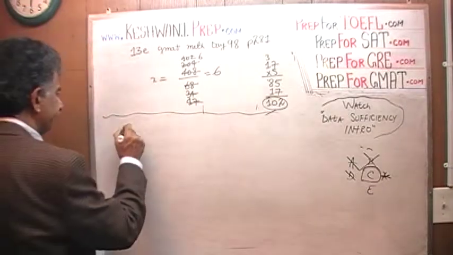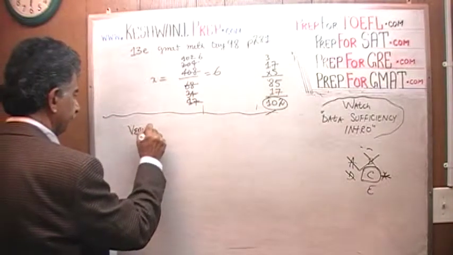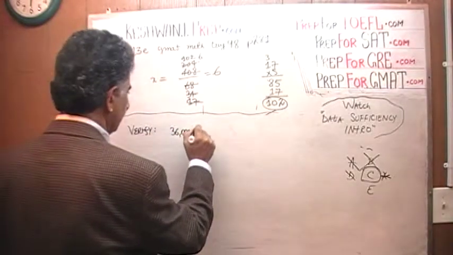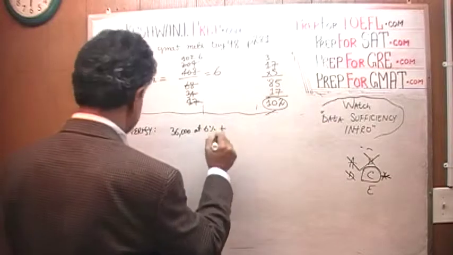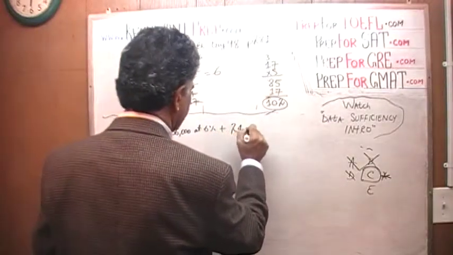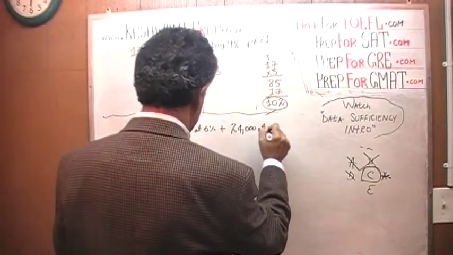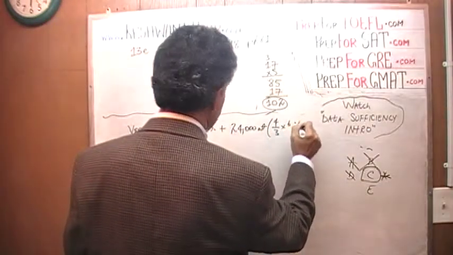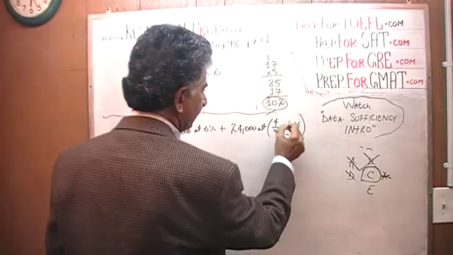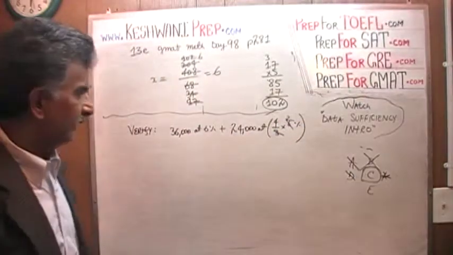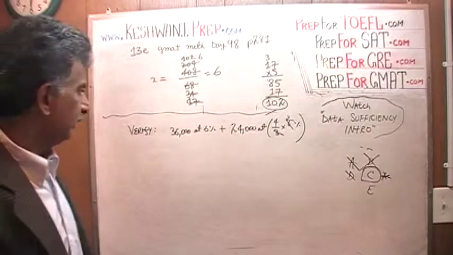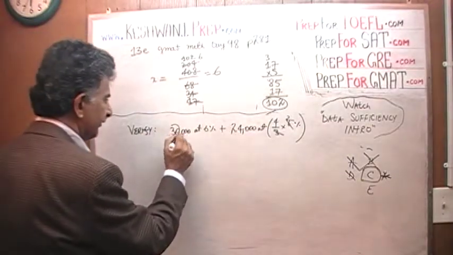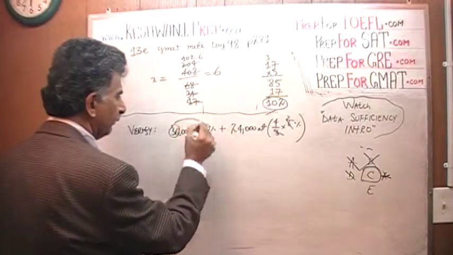Let's verify it here. $36,000 at 6% plus $24,000 at 4/3 of 6%. 4/3 of 6%, 4 times 2 is 8. So $24,000 is invested at 8%, $36,000 is invested at 6%. Now what is 36 times 6?